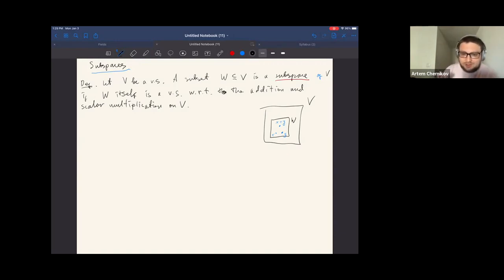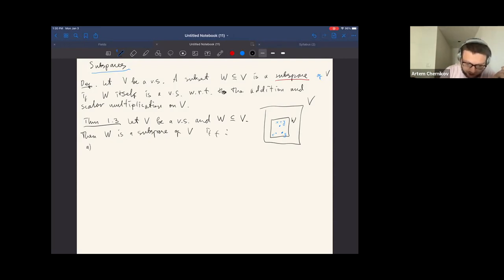Well, there are some other conditions. So let's summarize all the conditions that we need to ensure that W is a subspace. This is theorem 1.3. Assume V is a vector space and W is a subset of V. Then W is a subspace of V if and only if the following 3 conditions hold. A, the 0 vector is in W. B, X plus Y is in W for all X, Y in W. We refer to this by saying that W is closed under addition.